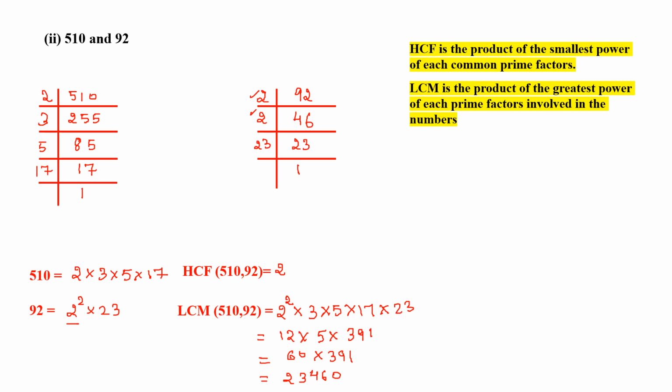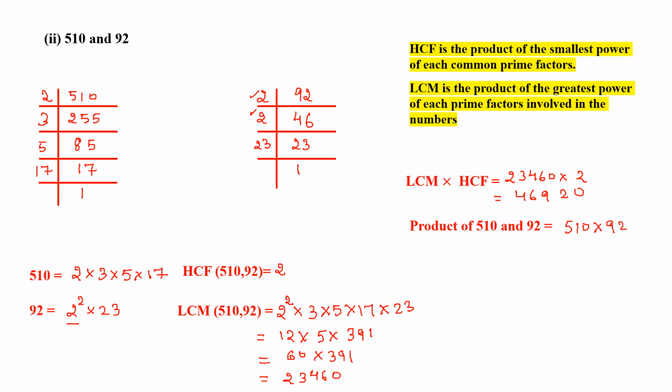Now you have to prove the relationship, right? So you have to find the product of LCM and HCF. So it is going to be LCM, which is 23,460, multiplied by HCF, which is 2. And if you multiply, you will get 46,920. And the product of 510 and 92, if you multiply, again you will get 46,920.